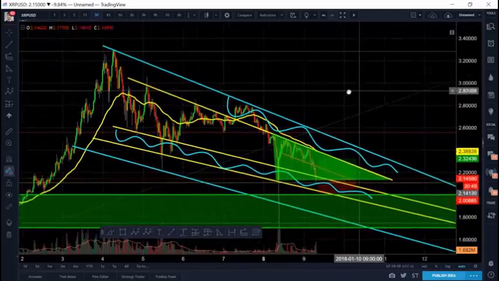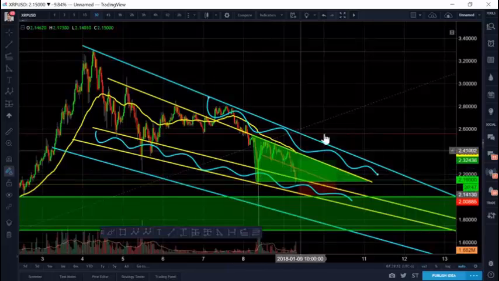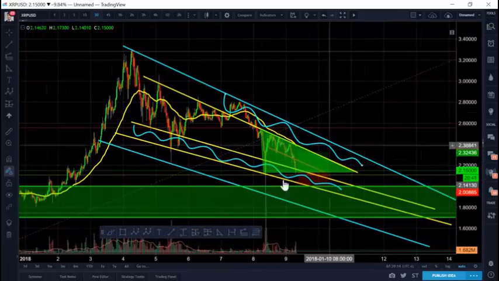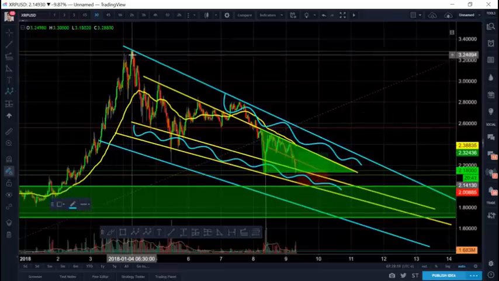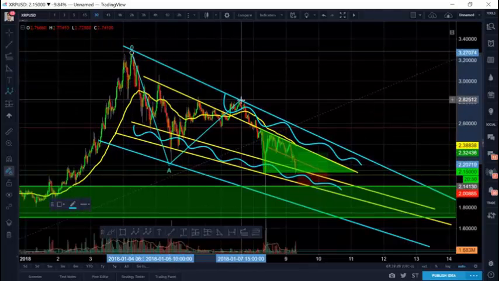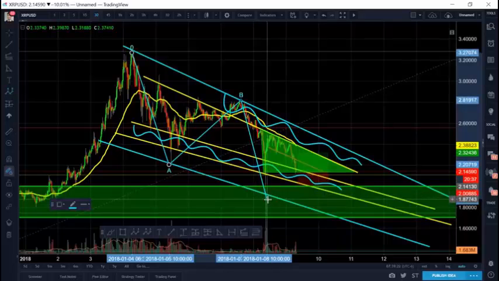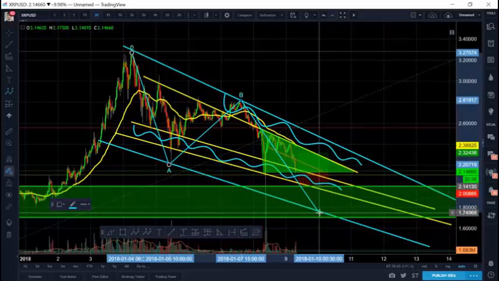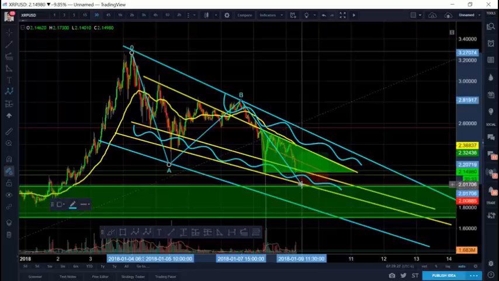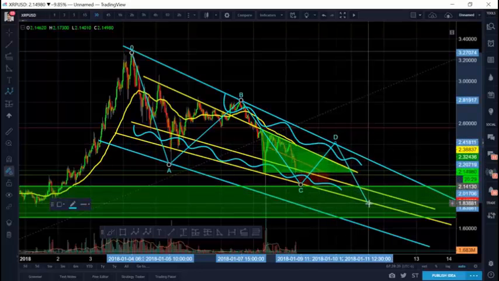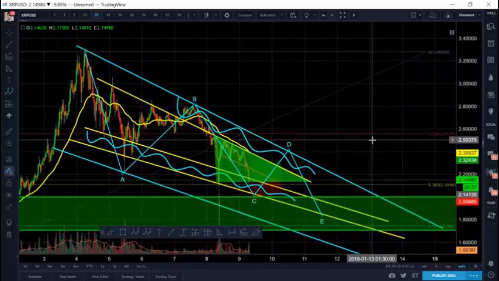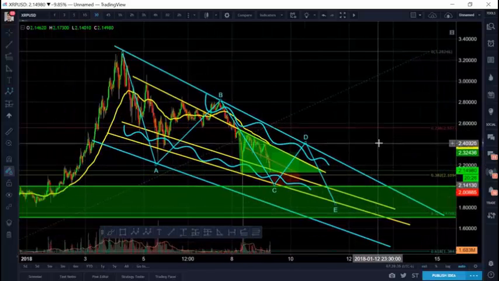Now, once again, I just want to be very clear to you guys that I do think it's going to make this ABCDE correction. It's just a matter of for how long, okay? A, B, you know, for example. This could be C down here still, right? C, and then I think it will make some sort of D and E, and then I think it will break out. But this is going to be a while, guys, so be patient.